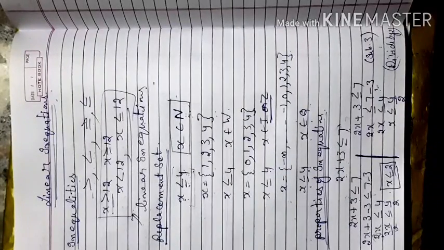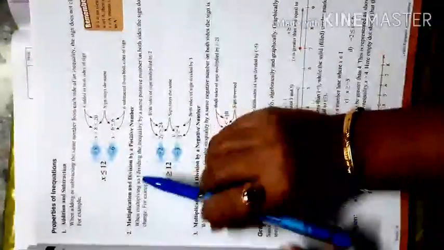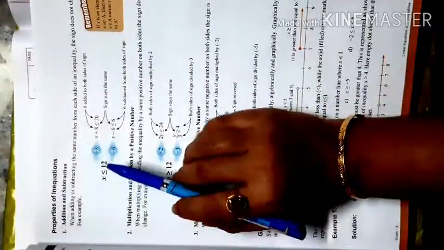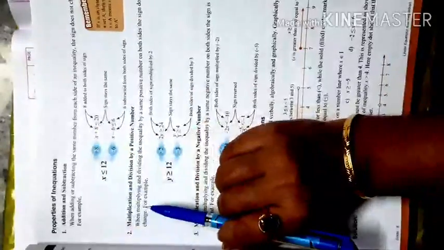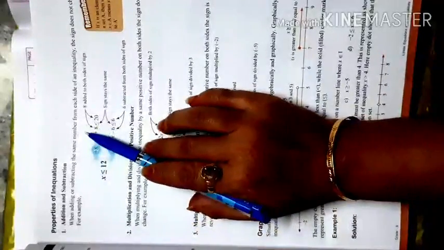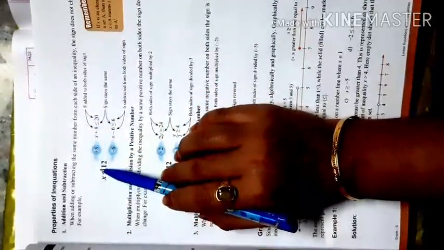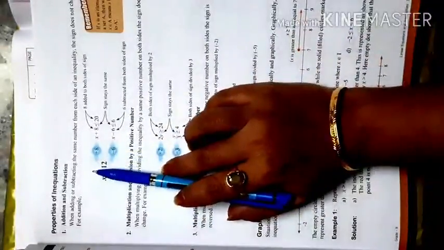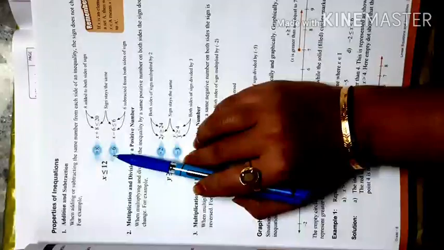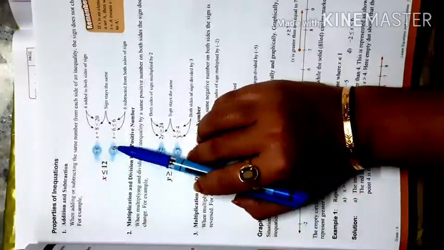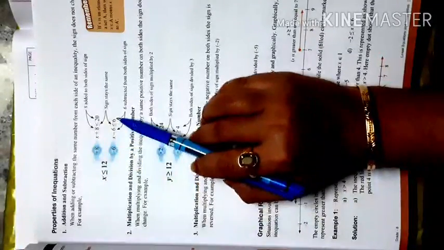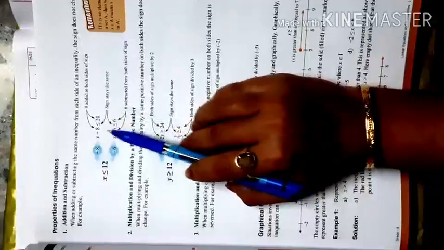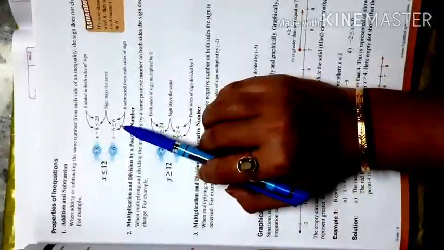Now, properties of inequality are like that. Suppose I have the equation x plus 8 less than equal to 20, so when 8 shifts to the other side, that will be x less than equal to 12. Simple way: if you add or subtract any term, either on the left side or the right side, in both sides to balance the equation, the inequality sign will not be changed.